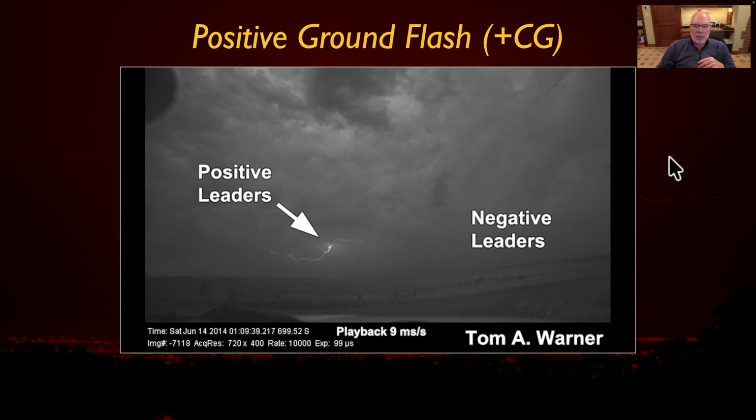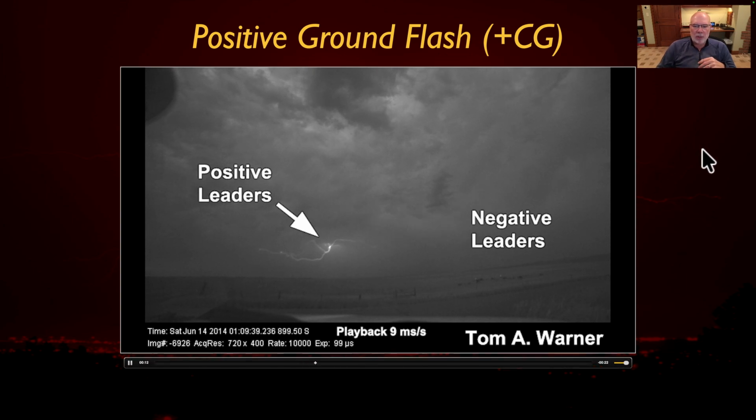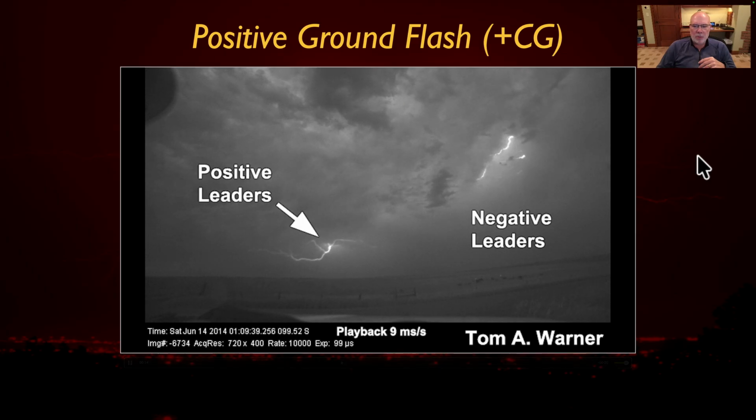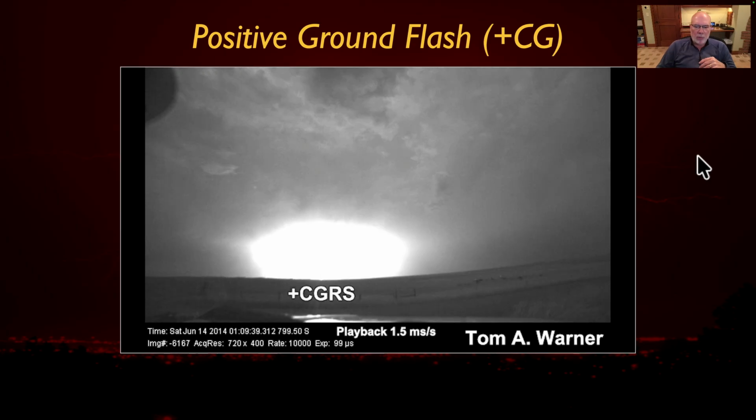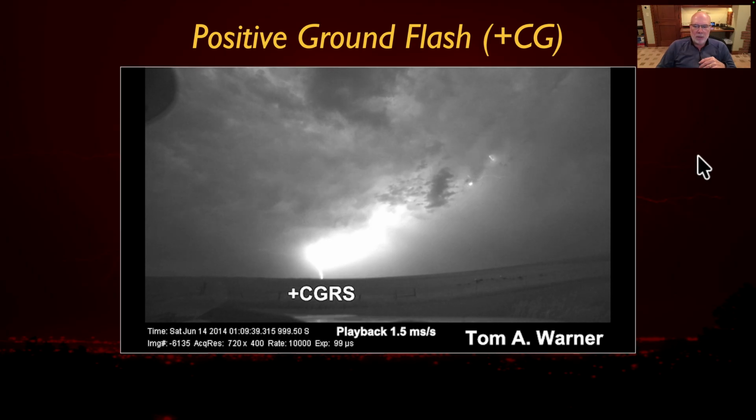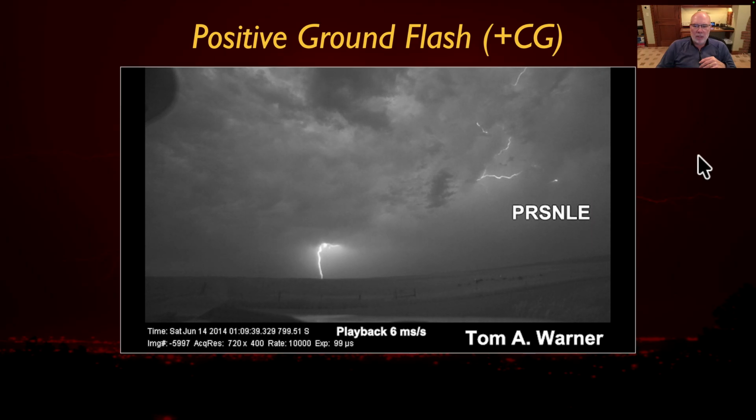There are positive leaders on the left, and in-cloud brightening due to the negative leaders. Here they are visible. And we'll see the return stroke is going to travel along that pathway that was established and then continue to grow. And as those leaders grow, you can see the channel remains luminous all the way to the ground. That's continuing current.